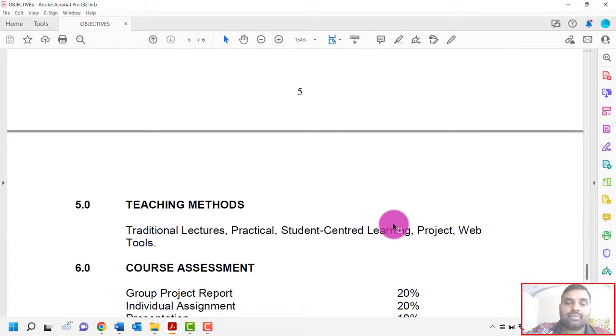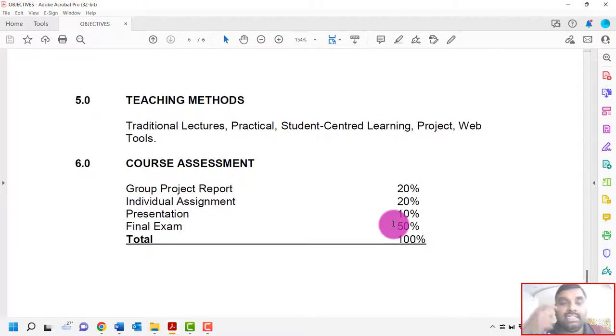Talking about the teaching method, I'm going to do a traditional lecture, some practical things, and also student-centered learning, projects and web tools. You are going to learn some web tools and also do some activities in the class. So my class is an ABC class, an activity-based class, with activities either in the class or after the class.